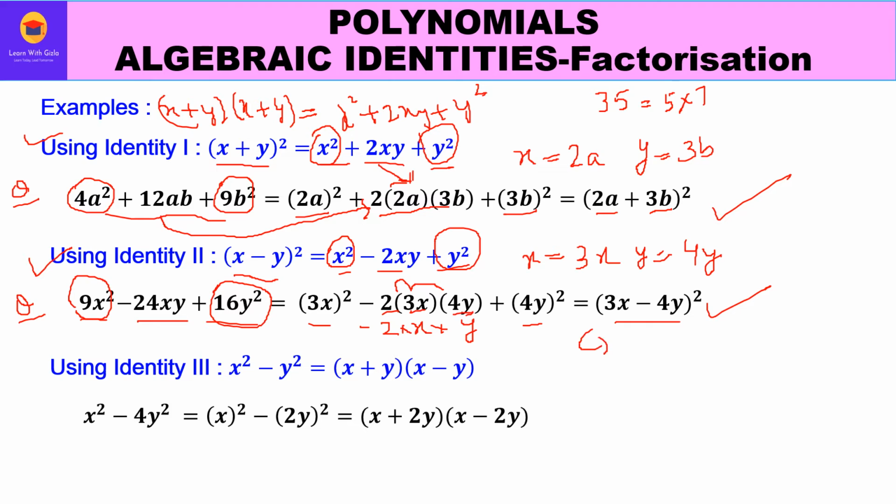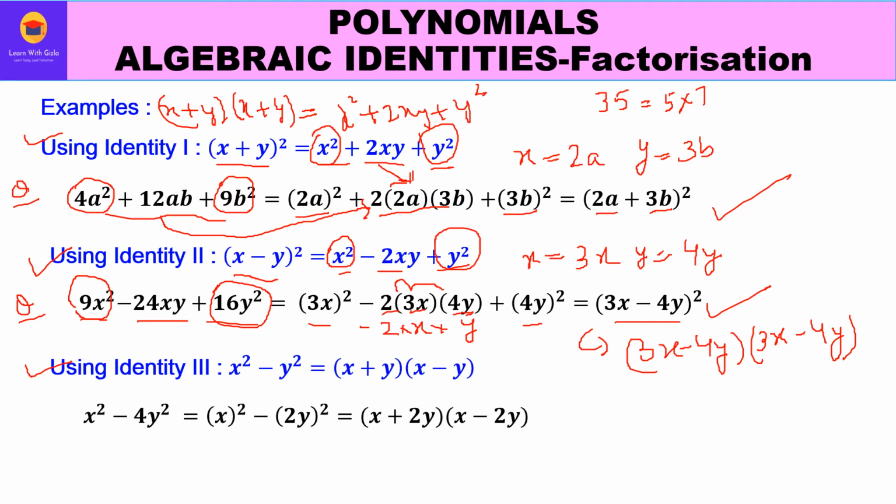So there are two factors to it. What are those two factors? 3x minus 4y, multiplied by 3x minus 4y. So instead of writing 2 times, we just write whole square, right? So this is the second identity, which we have used to factorize a quadratic polynomial with a minus sign in the middle term. When it is plus sign, we will use identity 1. When it is minus sign, we will use identity 2.